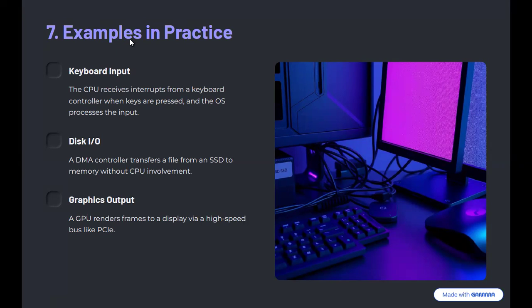Examples in practice. When a key is pressed on the keyboard, the controller sends an interrupt signal to the CPU. This interrupt notifies the processor that new input data is available. The operating system then takes over processing the keystroke and responds appropriately, such as displaying the character or executing a command.